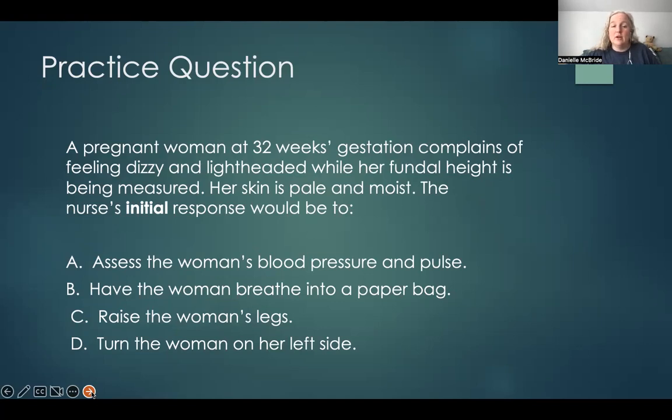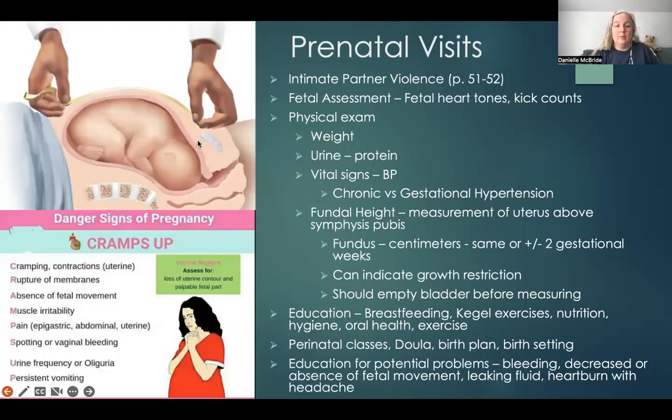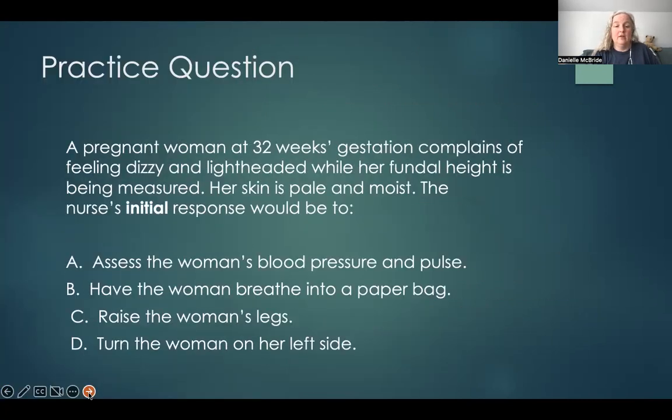So what's going on with her? We're measuring her fundal height. Remember, we put her on her back to measure her fundal height. All right, so do we want to assess her blood pressure and pulse? Do we want to have her breathe into a paper bag? Do we want to raise her legs, or do we want to turn her on her left side?